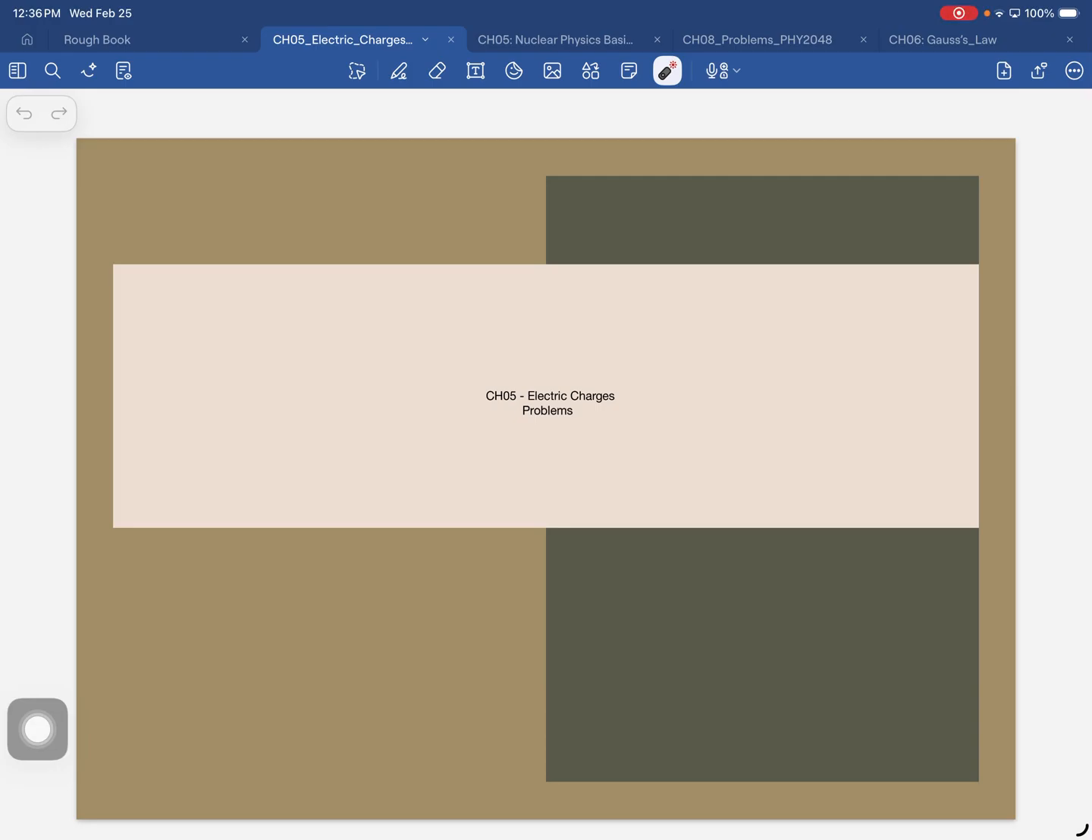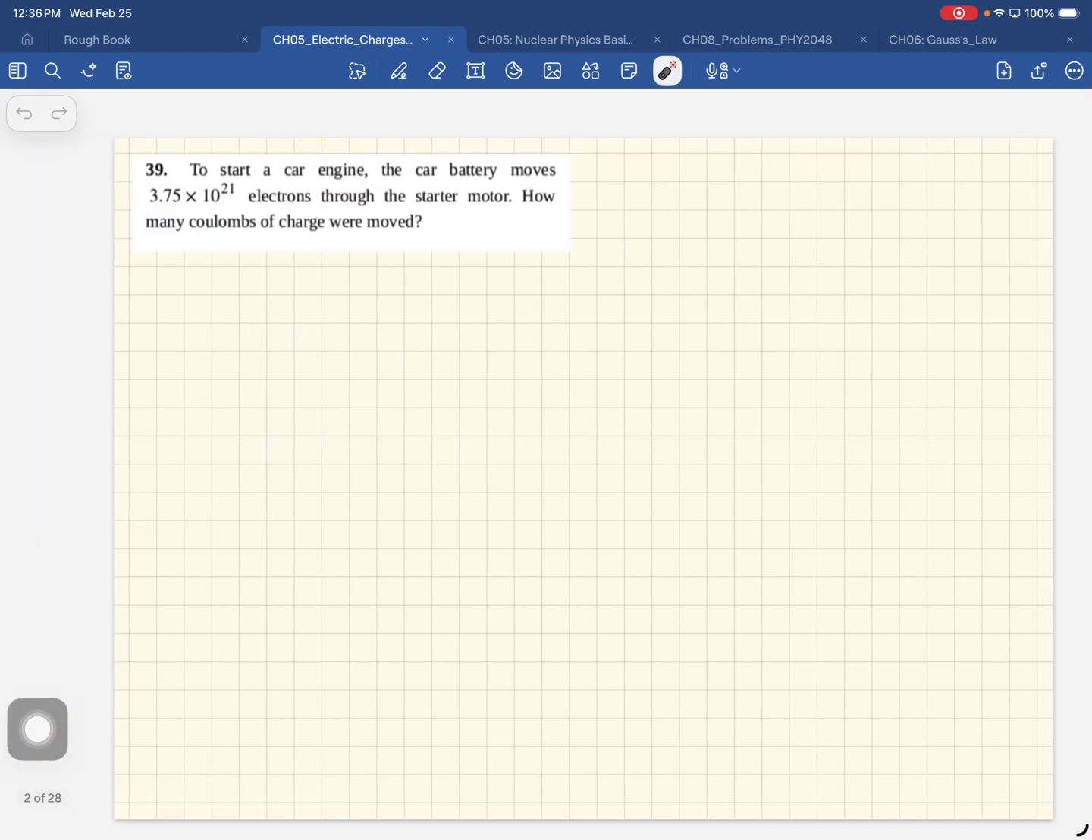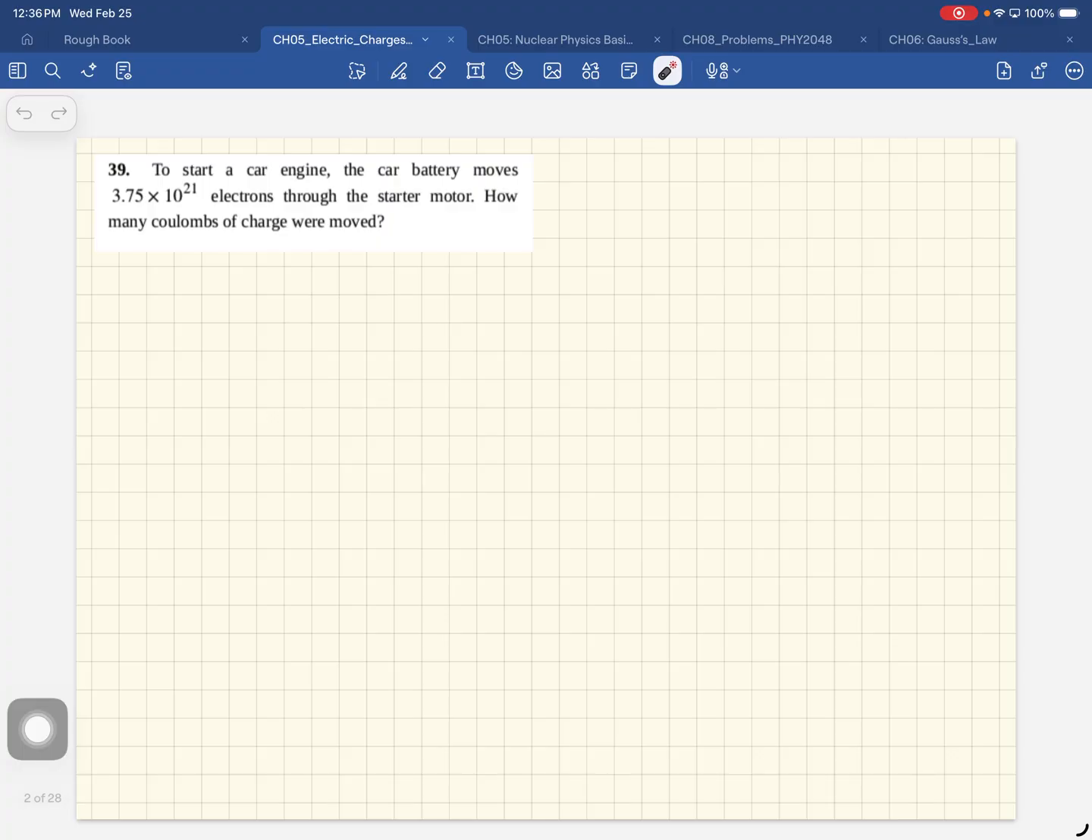Okay, so we'll start off by doing problems from chapter 5. This problem says to start a car engine, the car battery moves 3.75 times 10 to the 21 electrons. You see, this is about 100th of a mole. This is less than a mole. Electrons through the starter motor. How many coulombs of charge were moved?